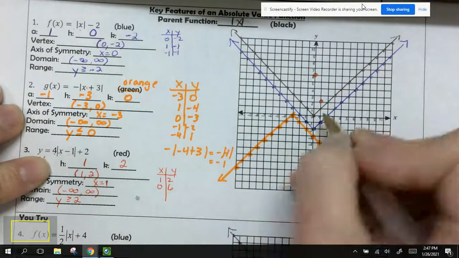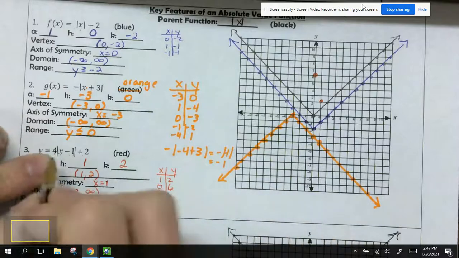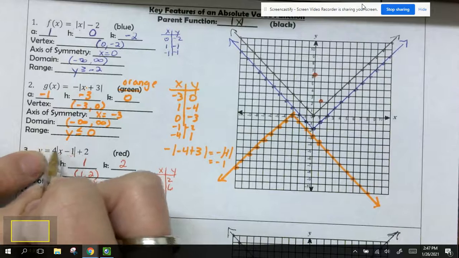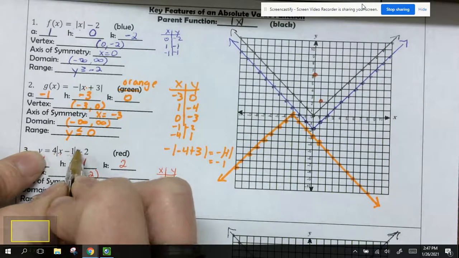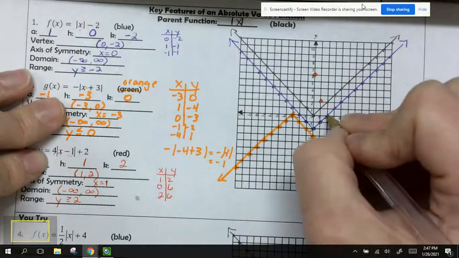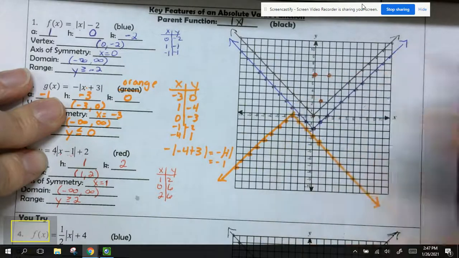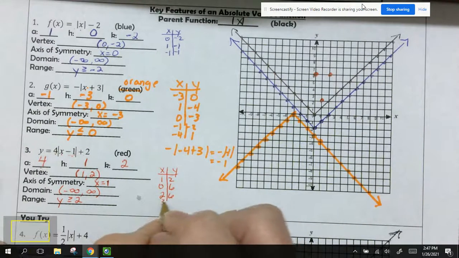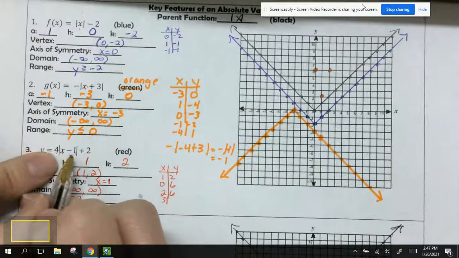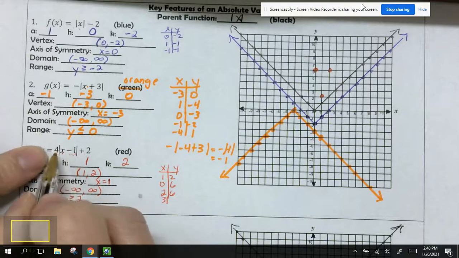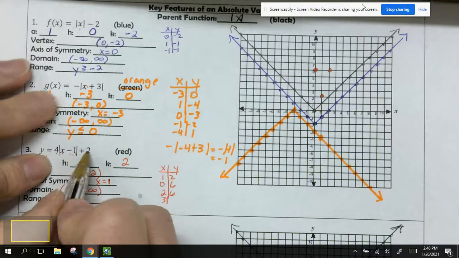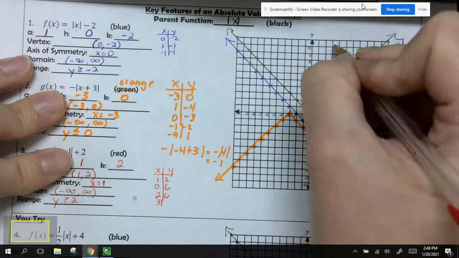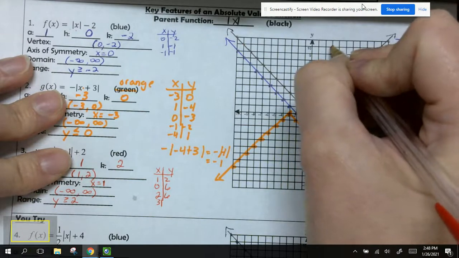All right, what if I put in 2? Okay, 2 minus 1 is 1. The absolute value of 1 is 1. 1 times 4 is 4, and 4 plus 2 is 6. So at 2, I also get 6. All right, what if we put in 3? 3 minus 1 is 2. The absolute value of 2 is 2. 4 times 2 is 8. And then 8 plus 2 is 10. So at 3, I get 10 up here.